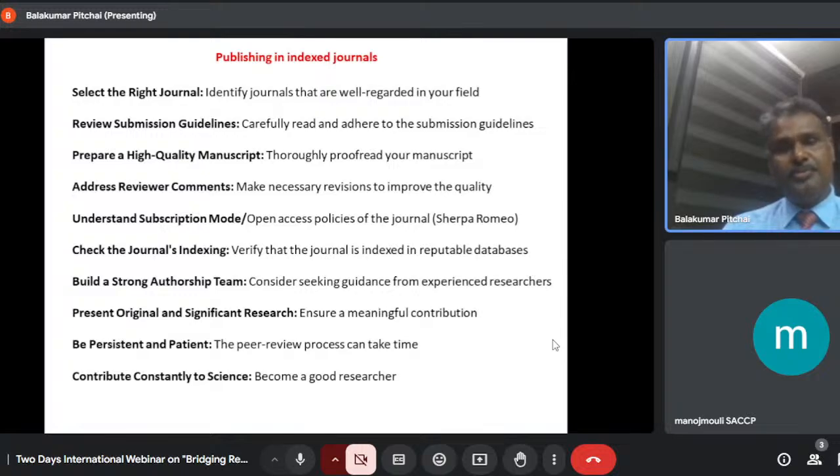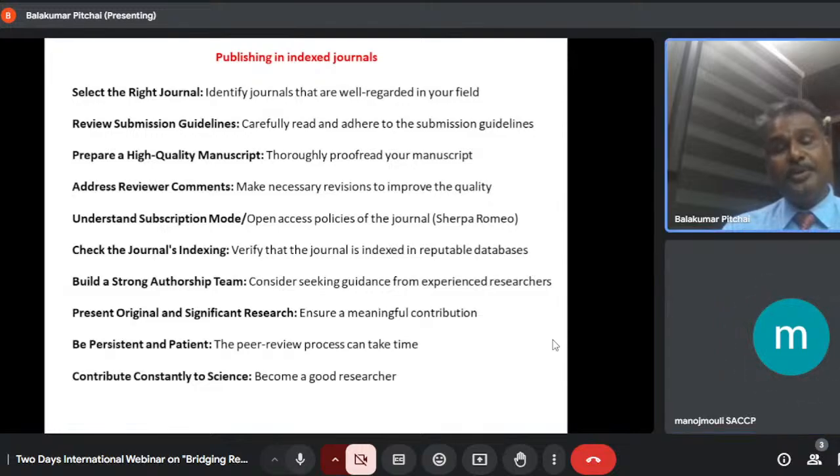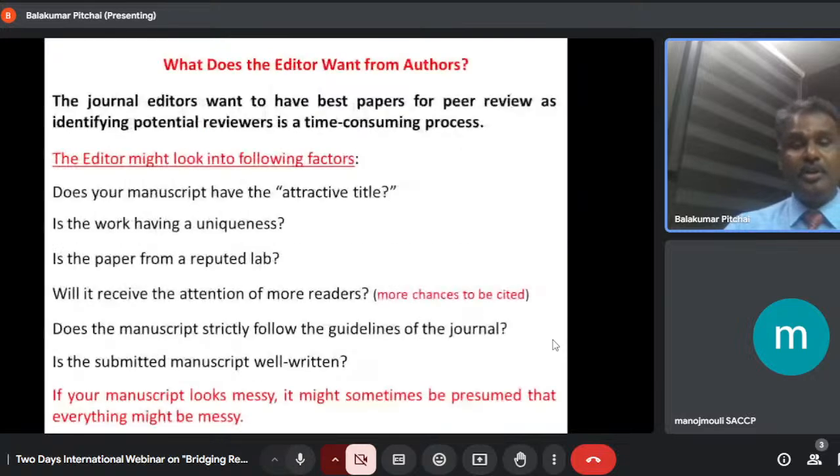Build a strong authorship team. If you are an M.Pharm student, it is your name and your guide's name, that's all. If you are a PhD scholar, your name and your guide's name. If there is a co-guide, maybe as a middle author. Your name should be the first author, then the co-guide the second author, and the guide the third author, and the guide should be the corresponding author, not the student. So ensure that you present original and significant results, and that you are providing new knowledge to the existing literature. Be patient, because the peer review process can take time, and you should become a good researcher by contributing constantly to science.